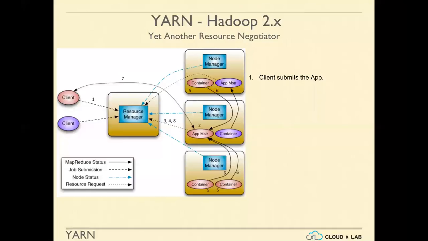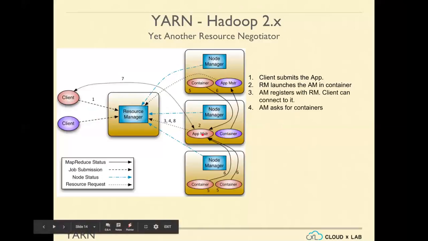A client like me and you will submit the work to the resource manager. The resource manager will launch the application master in one of the containers. It will ask the node manager, can you give me a container? I'll give you a container, and inside that it will launch the application master. Then the application master will behave like a client and register itself with the resource manager, and the client can monitor the progress of the work by monitoring the application master. Then the application master will start asking, give me more containers because I need to get work done. The actual work is done by the containers. The image resizing work that we talked about will be done by these containers.